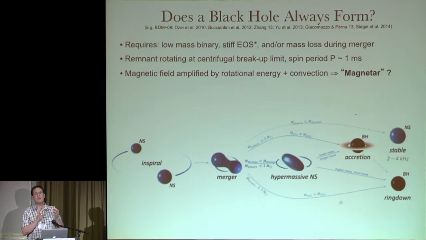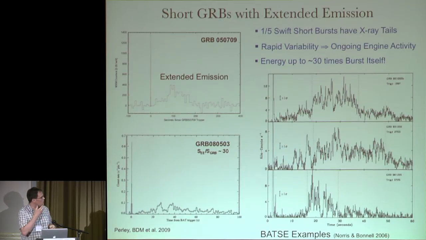And the second is it's likely to generate a very strong magnetic field. Various groups have shown that the merger can amplify the magnetic field easily to 10^15, 10^16 Gauss. So you could have basically a millisecond magnetar sitting in the middle of your merger. And this has always intrigued me because there's this fraction of short gamma ray bursts that aren't so short. So in addition to the gamma ray burst itself, there's this fraction of short bursts where they have this spike and then they have this sort of extended tail of X-ray emission.